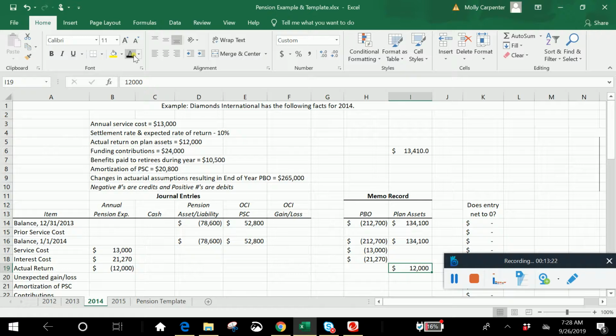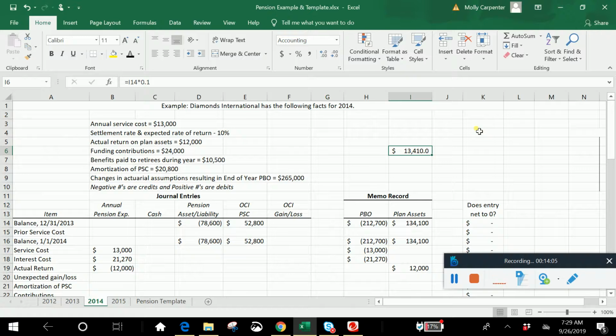Now we have a new line here, unexpected gain or loss. If you recall in my lecture slides, I indicated that the FASB allows you to smooth your return on plan assets in order to reduce the volatility that you may experience during years where there's good market conditions and then years when there's bad market conditions. So what you're basically going to do is look at what the expected rate of return is. The expected rate of return was 10%.